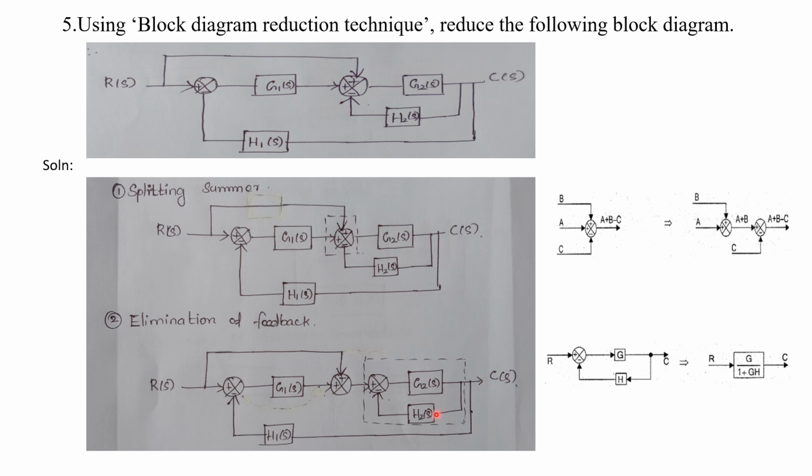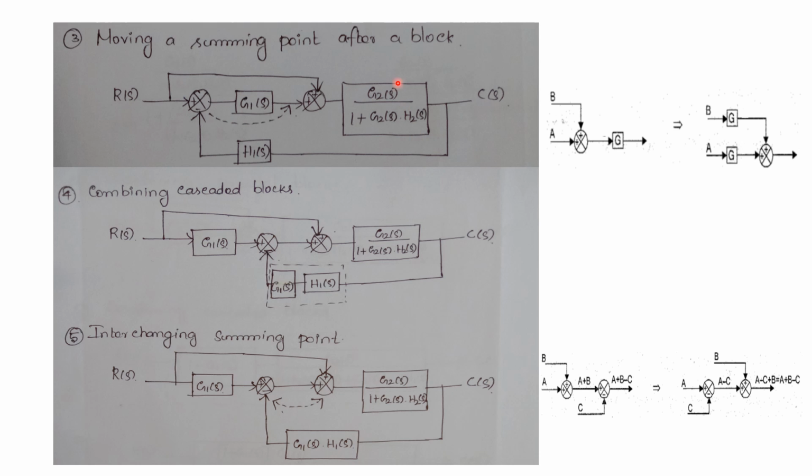Now what's the formula for negative feedback? It is given as G divided by 1 plus G into H. Here we have a negative feedback, so you put plus. So the answer will be G2 of S divided by 1 plus G2 of S into H2 of S. That will be the next diagram. This is the simplified value, and it can be written within a single block. Now again we have to check how to reduce this diagram further.